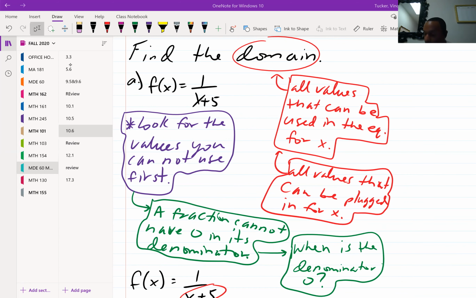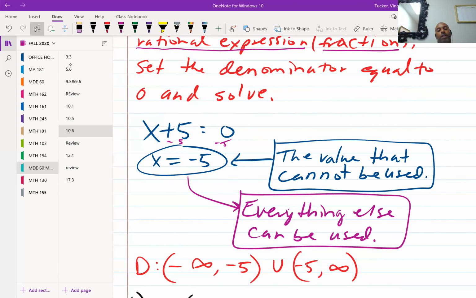So writing our domain in interval notation, that's -infinity to -5, use our union symbol, then -5 to +infinity. Notice you use parentheses on the -5, not brackets. Brackets mean that you can use -5, so you do not use a bracket, you use parentheses.